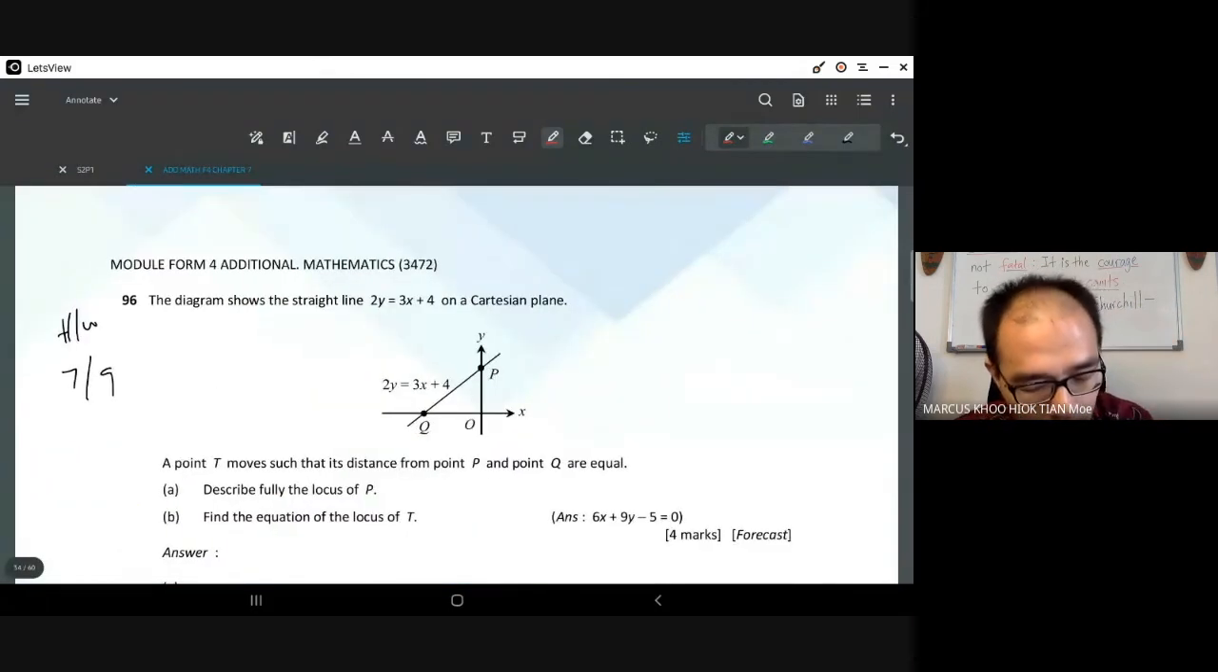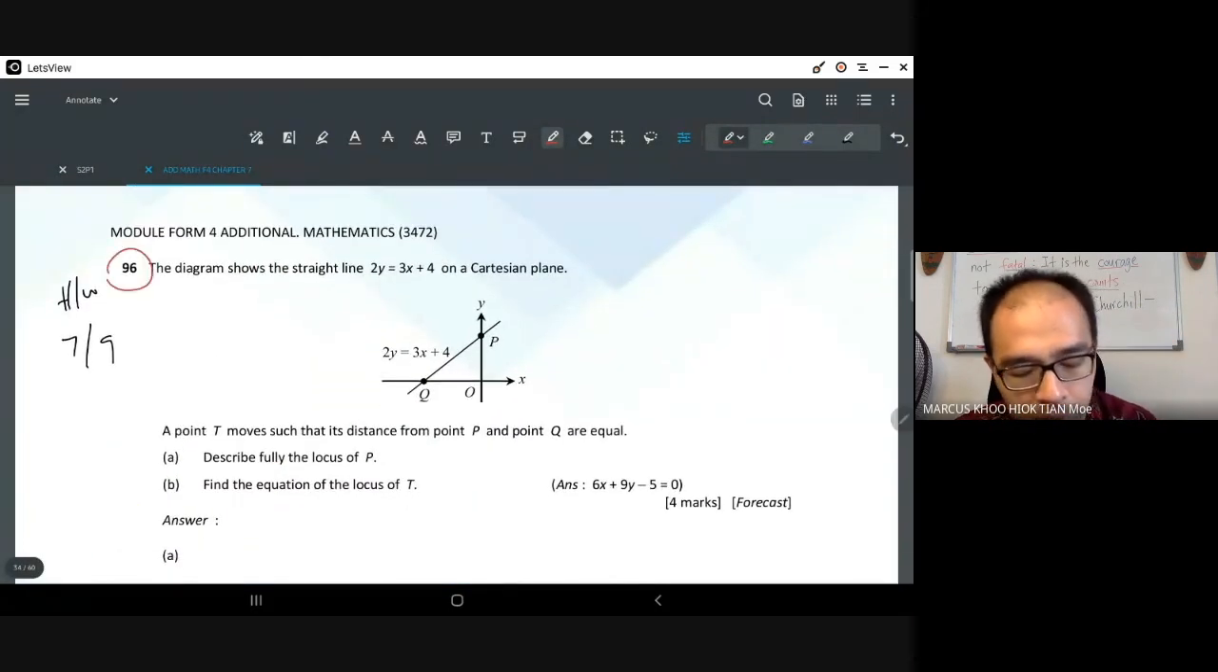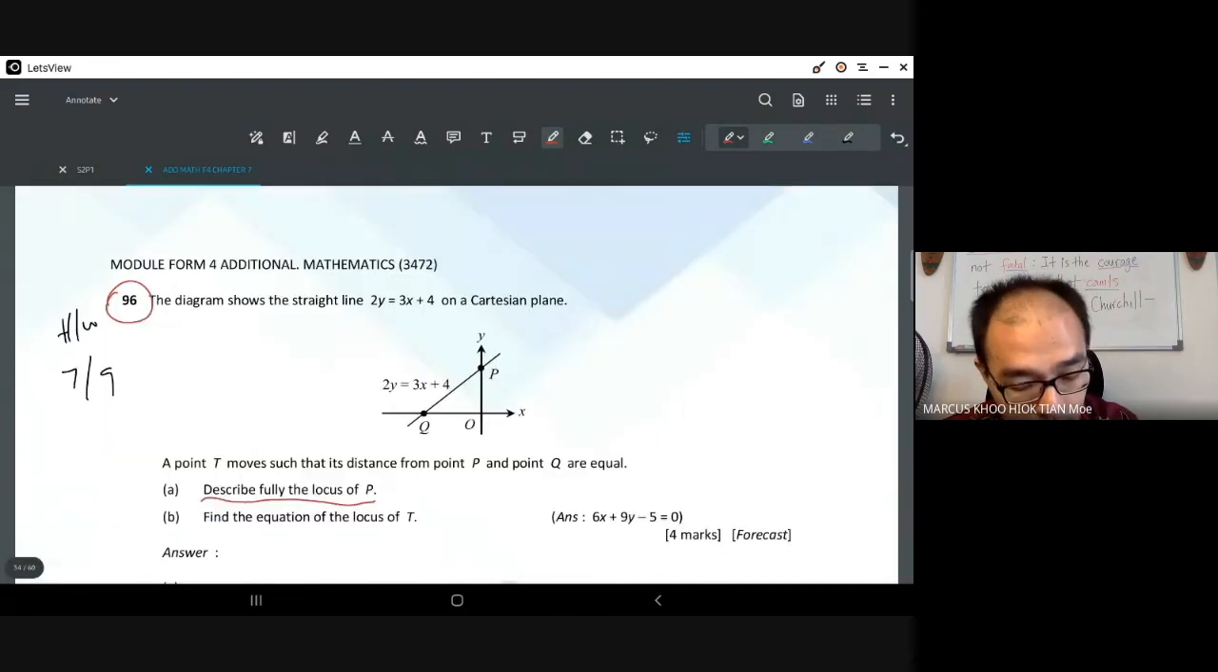Alright, so your third homework for the day is question number 96. Bila kamu describe fully the locus of P, the locus of P is a what? Is either a circle or a perpendicular bisector lah. You tell me lah. Tapi dia sudah bagi tahu. Astaga. Okay, point T moves.